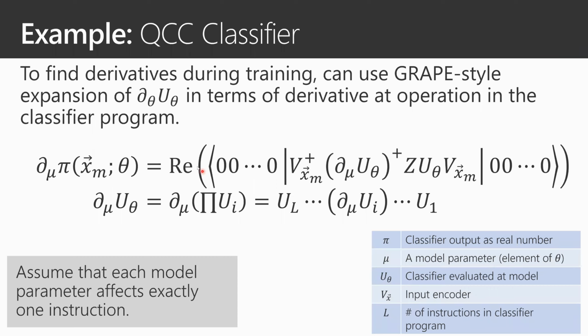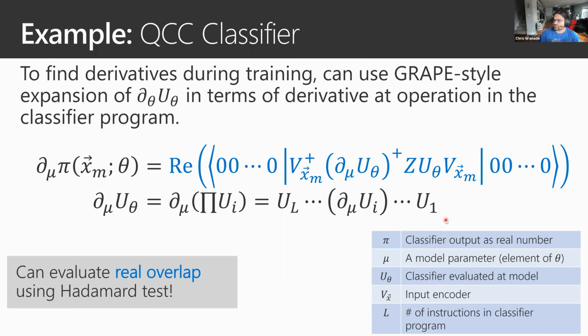Cool. So I can take the derivative of the output of this quantum program, and when I do that, I get by the chain rule the real part of the overlap of the L0 state, V dagger, that's my input encoder, the derivative of U dagger, the Z that I use for the expectation, and then running on the right, I get the state that comes out of the classifier. I can expand this term here in terms of the derivatives of each individual instruction making up that classifier program.